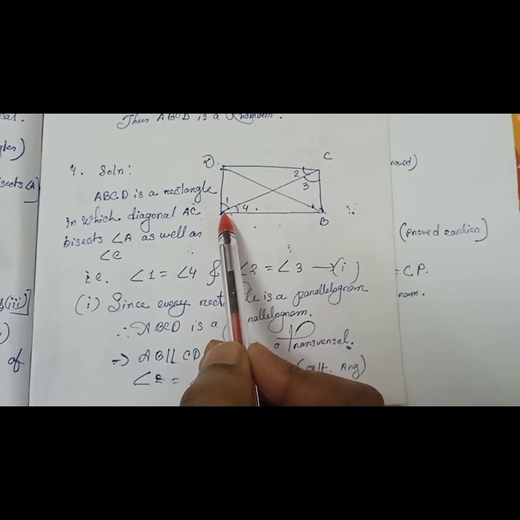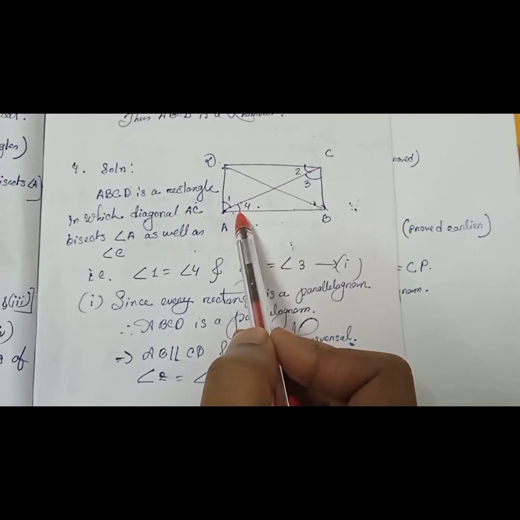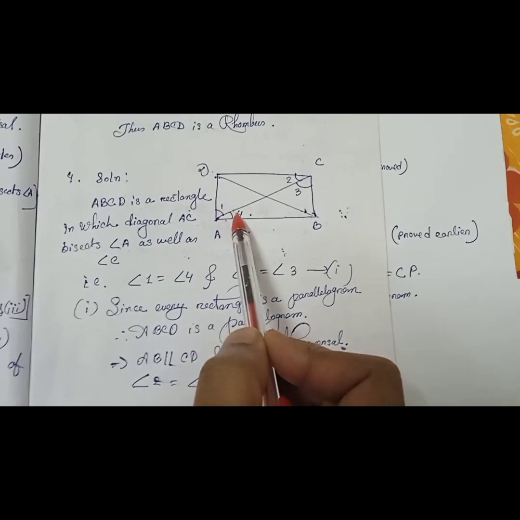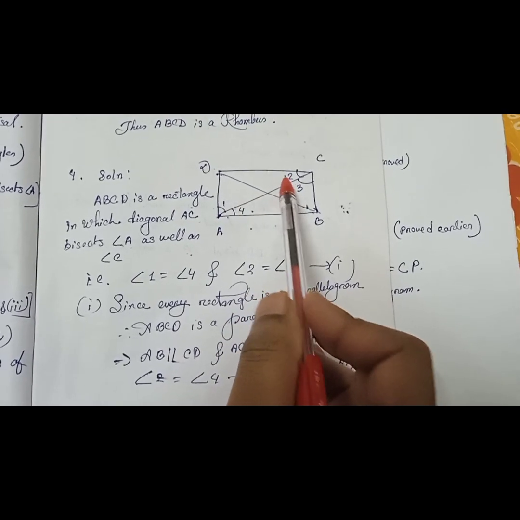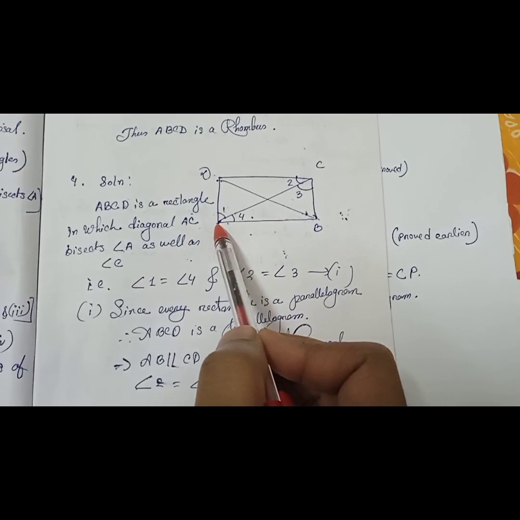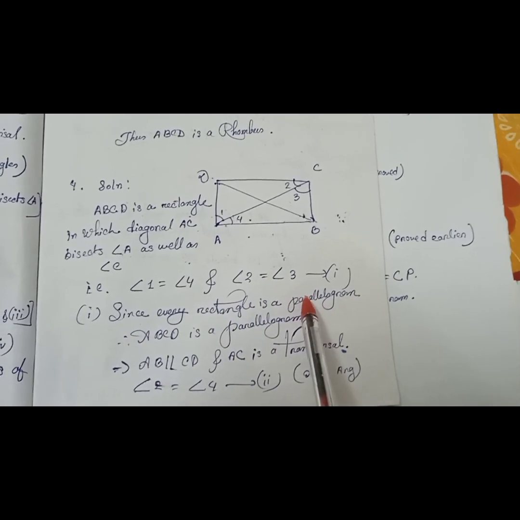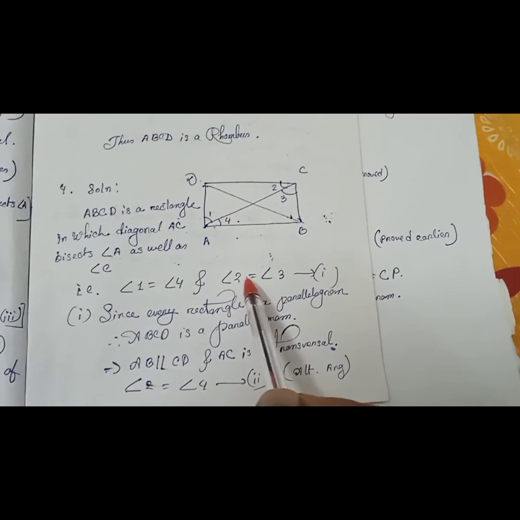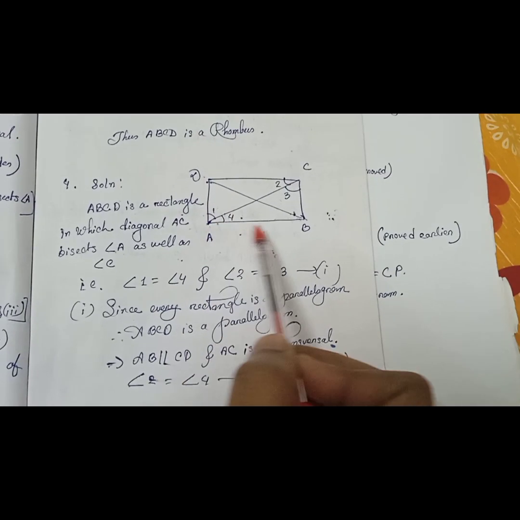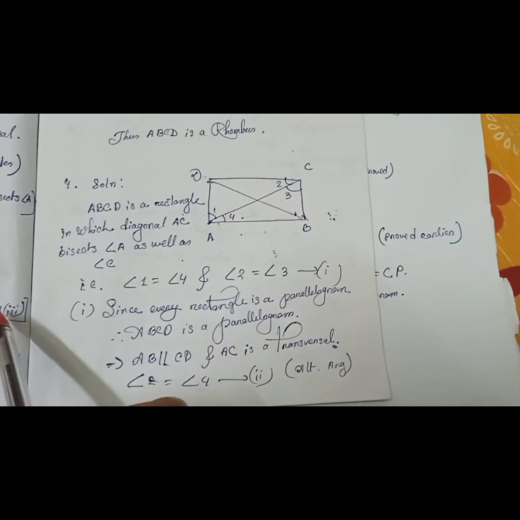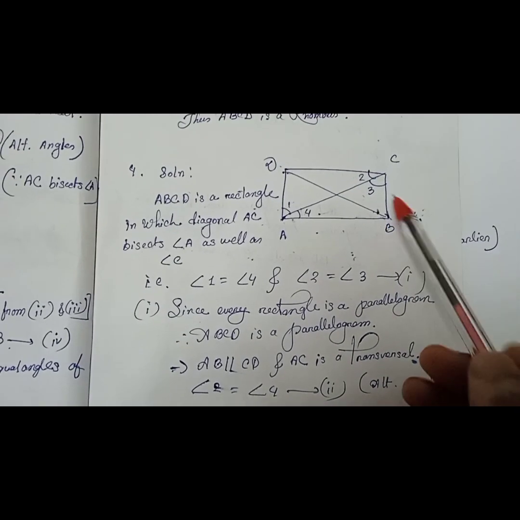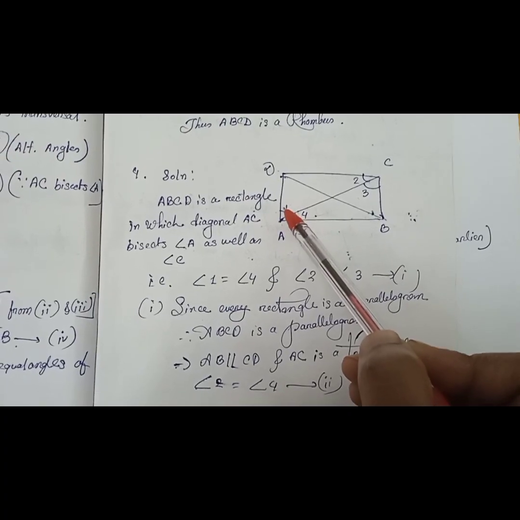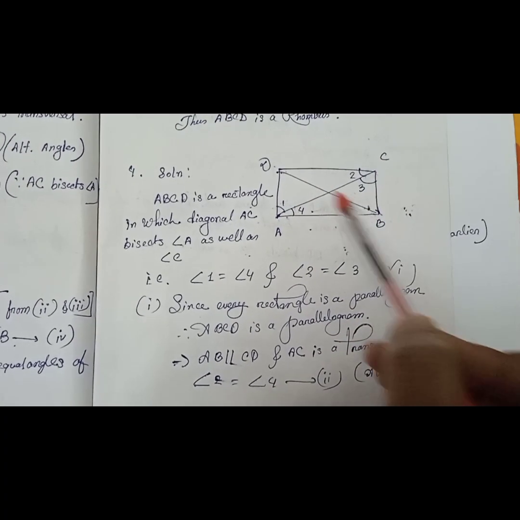Now you can see they have already said the diagonal AC bisects angle A and angle C. That means if we number these angles as 1, 2, 3, 4, we can say that angle 1 is equal to angle 4 and angle 2 is equal to angle 3, as bisects means the diagonal cuts the angle equally. Since every rectangle is a parallelogram, ABCD is of course a parallelogram. We can now say AB is parallel to CD and AC is a transversal, so angle 2 and angle 4 are equal. Those are alternate angles.